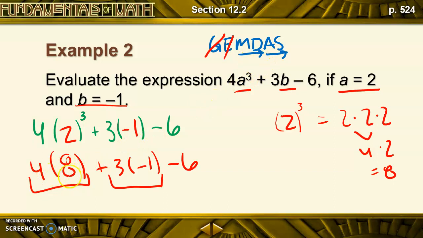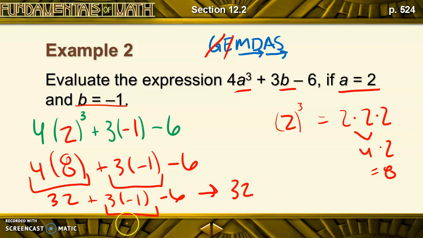So 4 times 8 is the same thing as 32 plus 3 times negative 1 minus 6. I can go ahead and multiply 3 times negative 1. So now I have 32. 3 times negative 1 is the same thing as negative 3. So minus 3 minus 6.